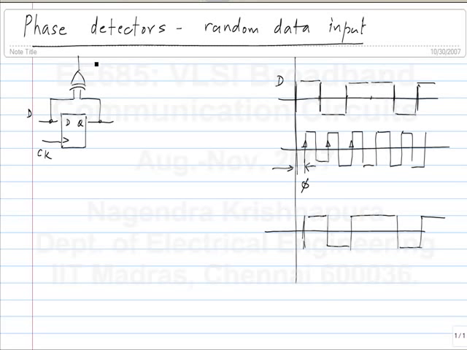Okay. So what do we get out of this XOR? It will have pulses. Let me assume that the logic states are 0 and 1. So every time there is a transition, there is a pulse whose width equals the phase difference between clock and data. Okay. So can we use this in our PLL?